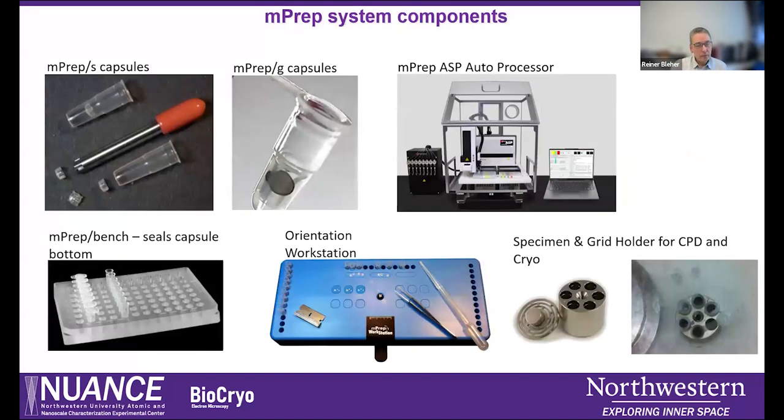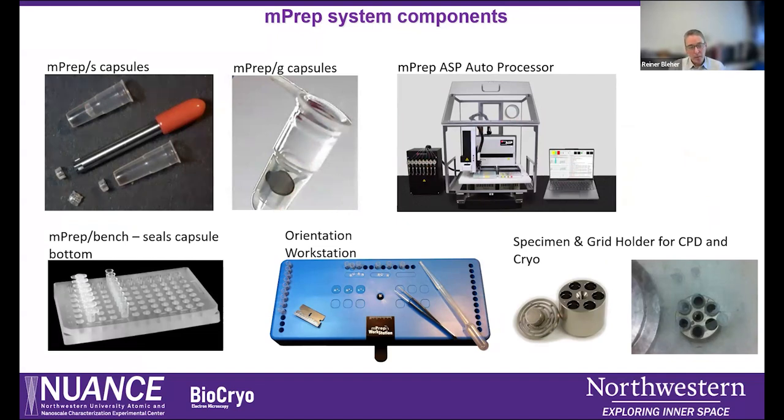So here we see all those components again. We see the sample capsules with the screens. We have a tool to place the screens; we can use the workstation to place them, or we can even use a tweezer. Here we see the grid capsules, and each capsule can hold 2 of the grids. And here we see the whole unit again: pump, controllers, the robot itself, and the laptop with the software.